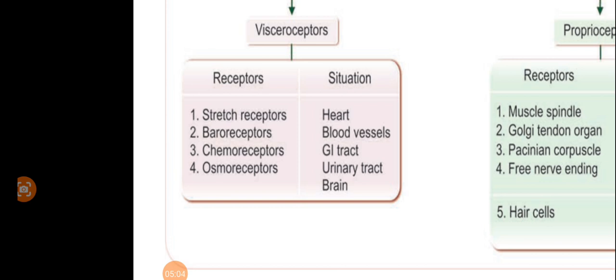Baroreceptors are situated in the blood vessels. Chemoreceptors are situated in the gastrointestinal tract. Osmoreceptors are situated in the urinary bladder and brain.